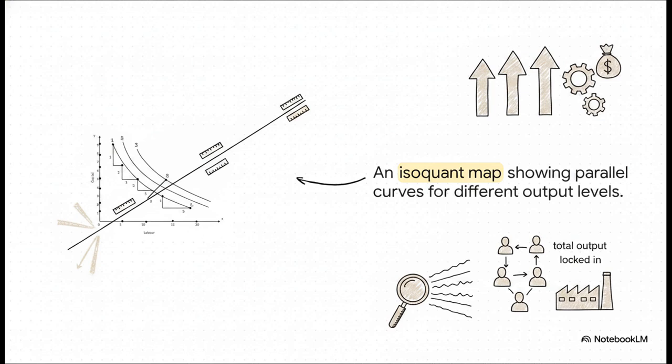And here's a really brilliant visual shortcut for mapping growth. If you were to draw a straight line, a ray, starting from the zero origin in the bottom left and slicing straight outward across these curves, the physical distance between the curves along that line actually tells you your returns to scale. If the gaps between the curves get smaller and smaller as you move outward, boom, you are experiencing increasing returns. If the gaps get wider and wider, you're hitting diminishing returns. It's a fascinating way to visualize the math.